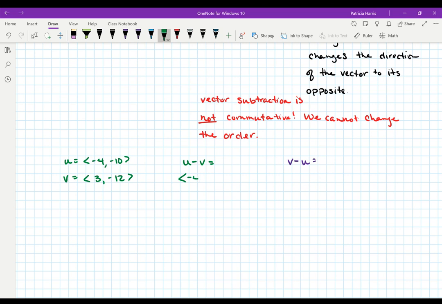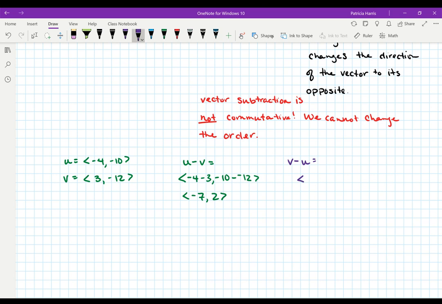horizontal component subtracted first, then vertical components subtracted next. Okay, biggest thing that you guys need to watch out for is your signs. So negative 7, and then negative 10 minus a negative 12 is a positive 2. So watch your signs. Okay, now let's switch it up and prove that it is not commutative.